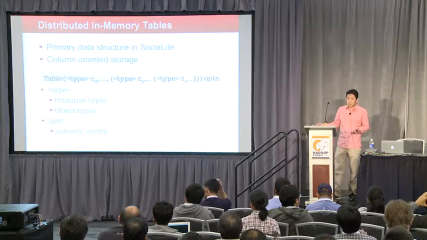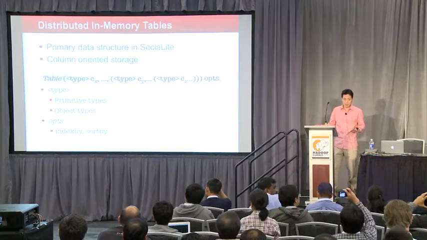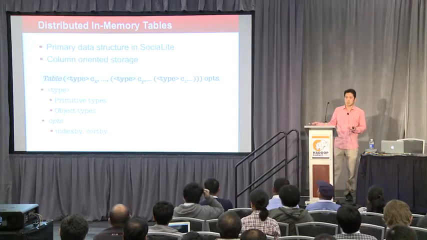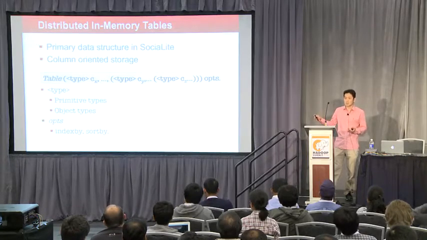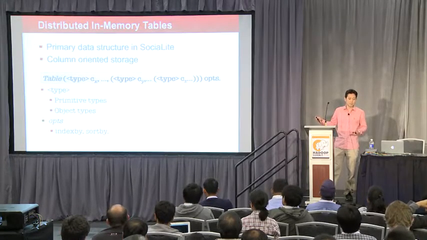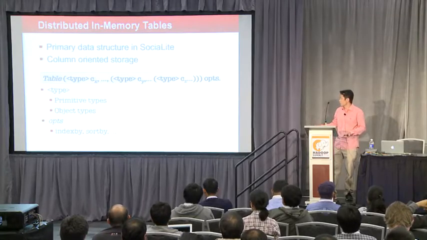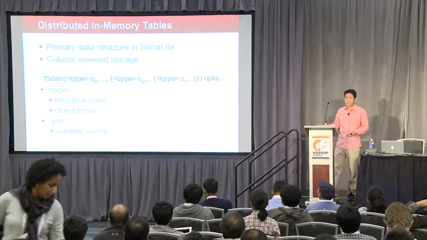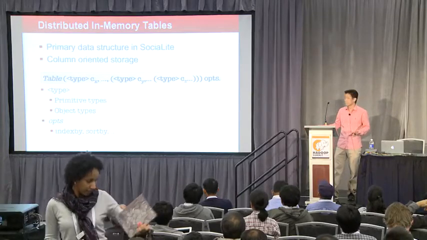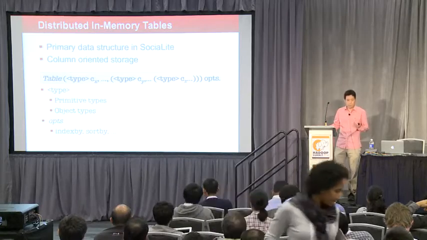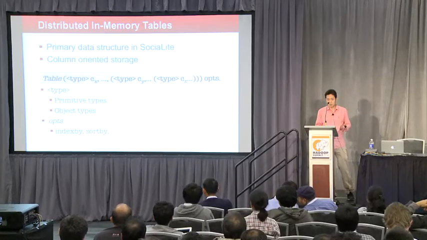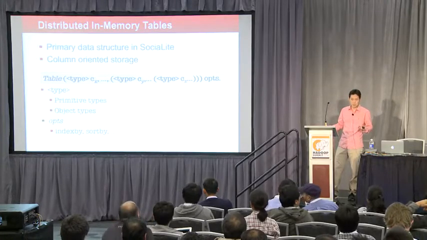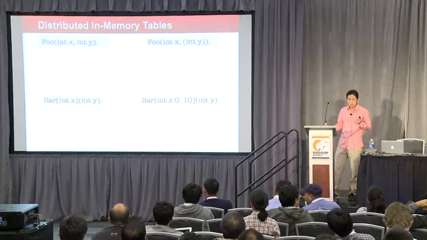Distributed in-memory tables are the primary data structure in SociaLite to store user data. These are column-oriented storage, meaning that the items in the same columns are consecutively stored in memory. You can use this kind of syntax here to declare a SociaLite table. You first write down the name of the table, followed by the column declarations. The type of the column can be primitive types, such as int, long, float, double, or it can be object types, string, or any user-defined object types. Let me give you a specific example.